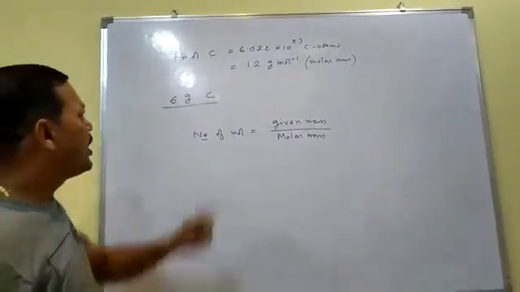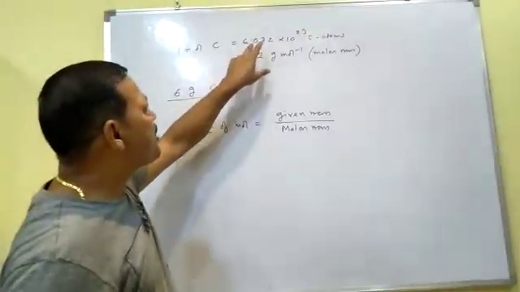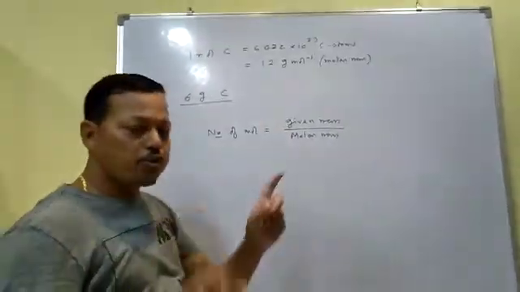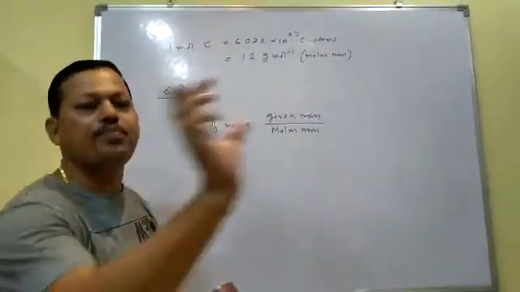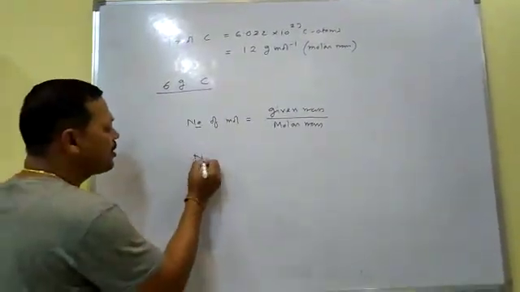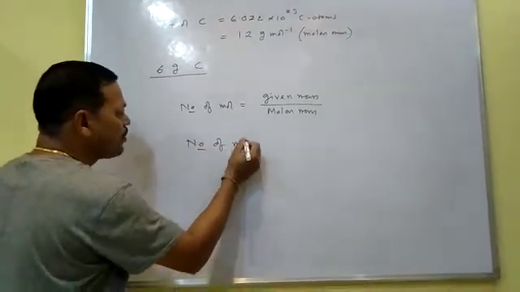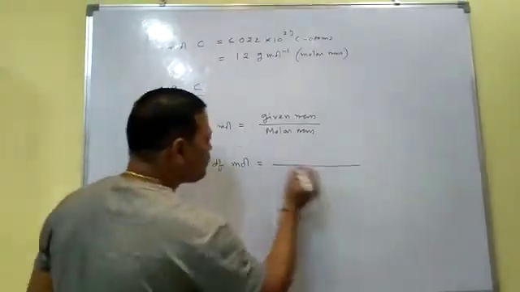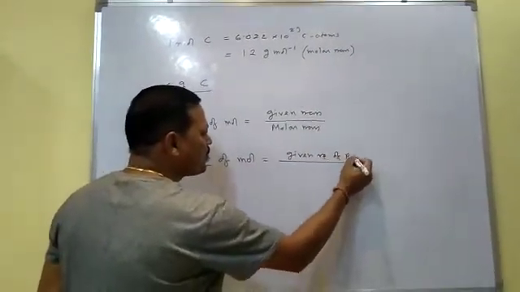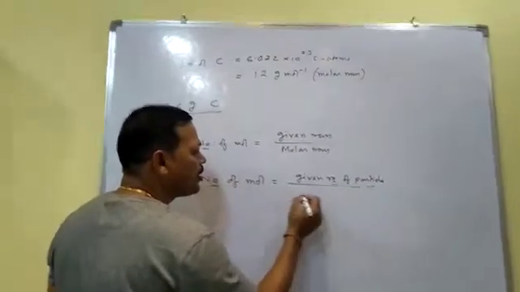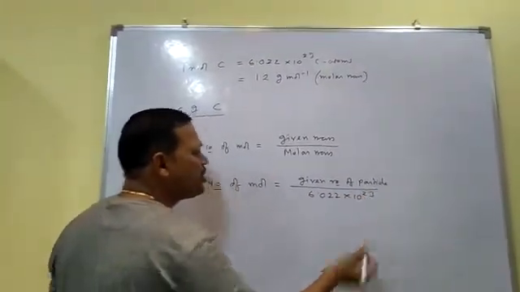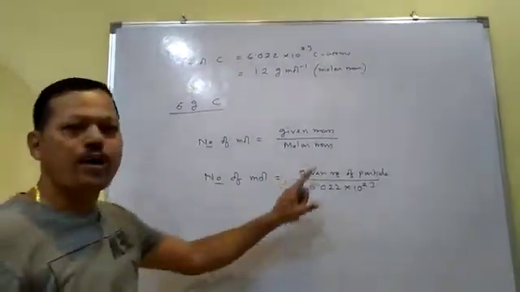Similarly, as you know, 1 mole of any substance contains 6.022 into 10 to the power 23 number of particles. So if number of particles is given, suppose 100 particles are present, what is the number of mole? Then you apply this formula: number of mole is equal to given number of particles divided by 6.022 into 10 to the power 23. You can apply this formula if the number of particles is given.